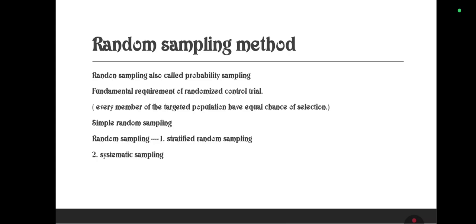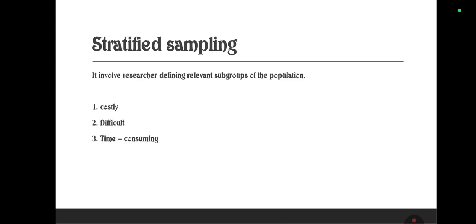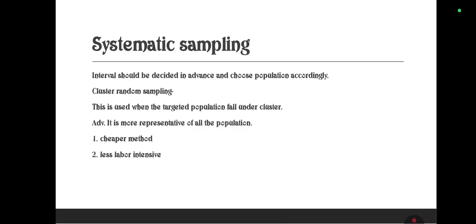In the stratified sampling method, the researcher defines relevant subgroups of the population. It will be costly, difficult and time consuming, because you have to define each and every subgroup. So there is a group of 100 people and you divide them into subgroups, which have some relevant information.